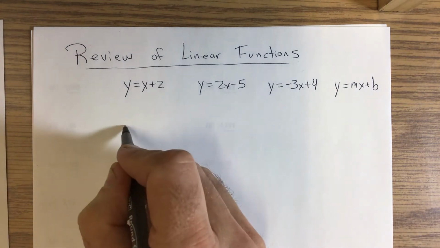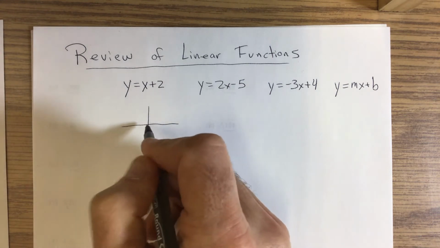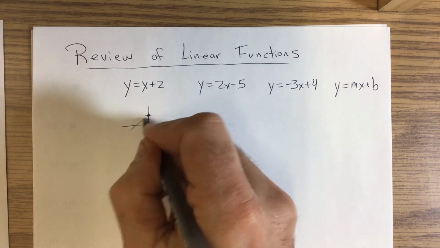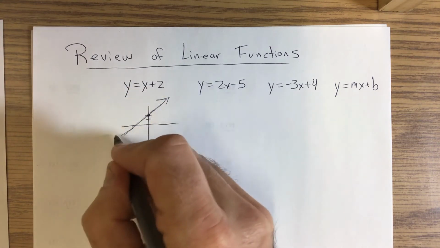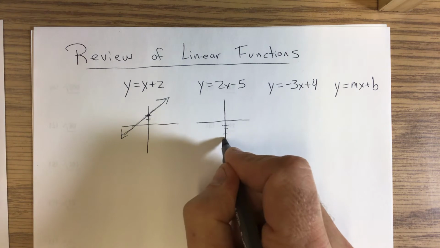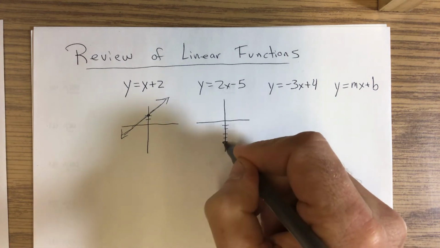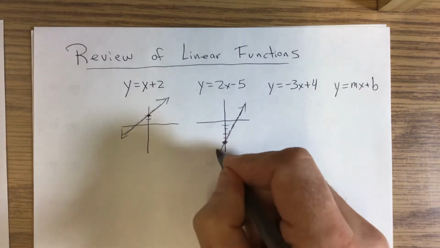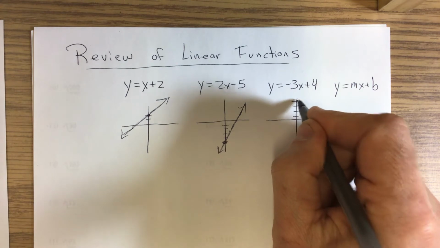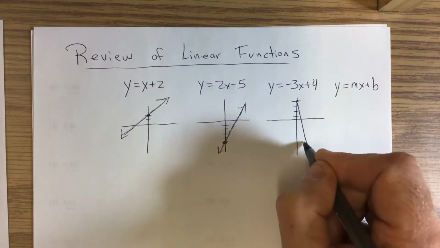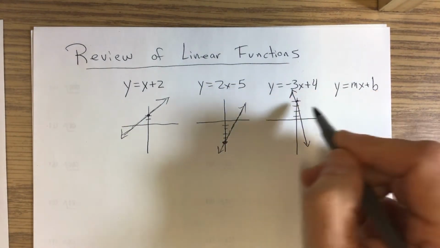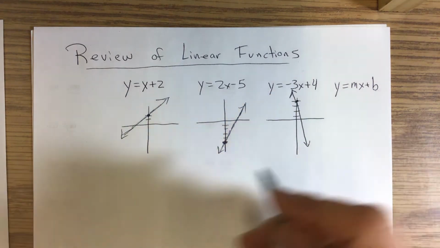And so the graphs kind of look like, from what you remember, you could start here at 2. That's your y-intercept, and you have a slope of 1. So it kind of looks like this. These are just rough sketches. This one starts at negative 5. It has a slope of 2, so it's a little steeper than the other one. This one starts at 4 and has a negative steep slope, so it kind of looks like this. So the b represents your y-intercept, and the m is your slope.